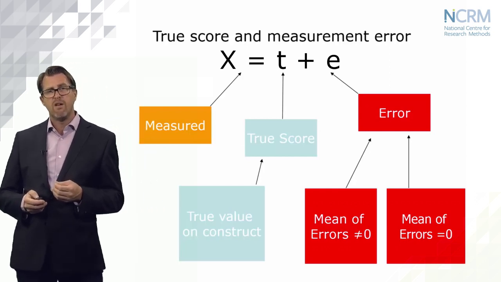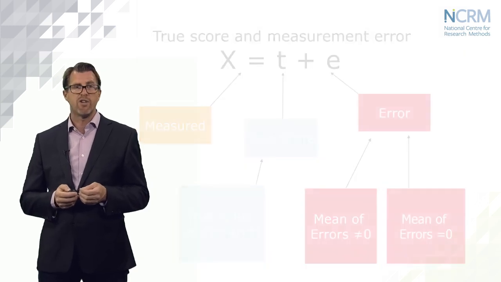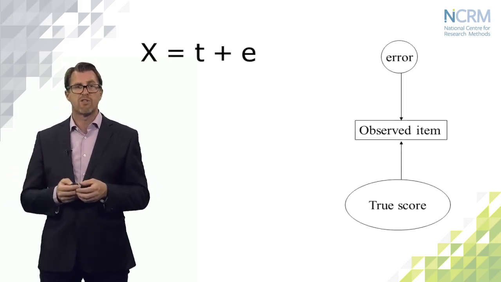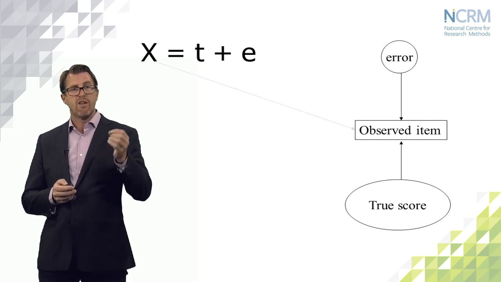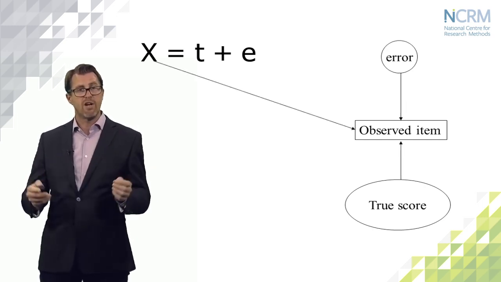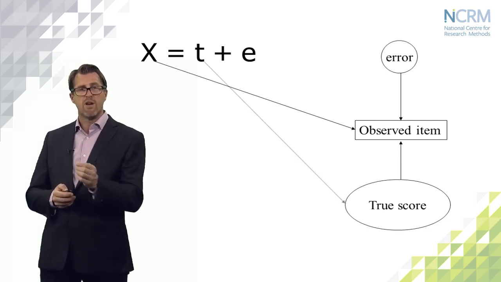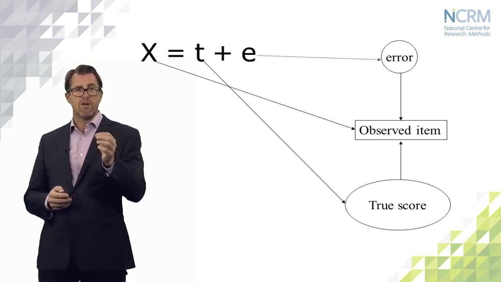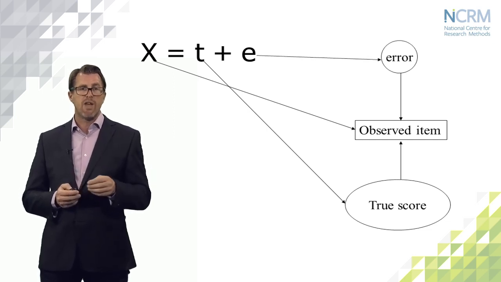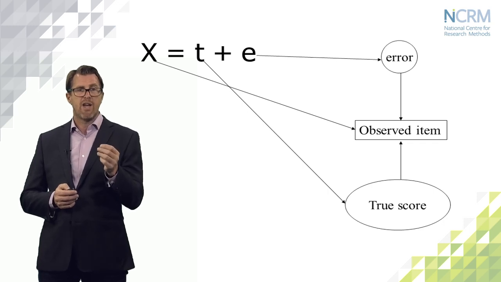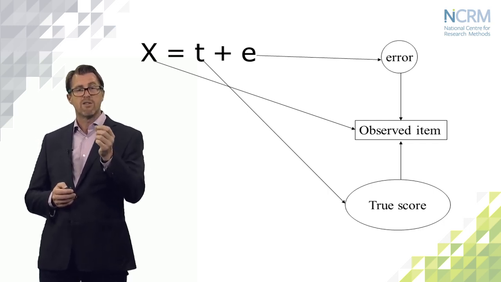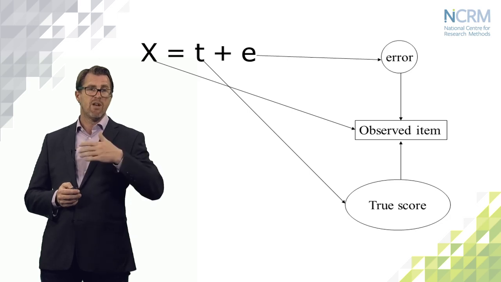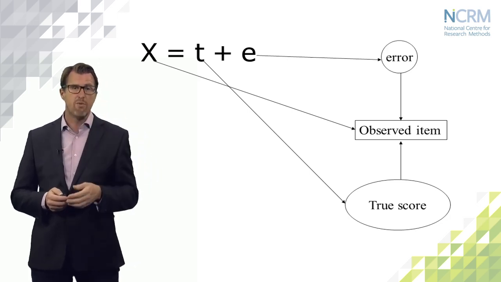So we can now translate this true score equation into a very simple path diagram, which is key to representing structural equation models. So here we can see that the x reads over to being the observed item in the rectangle, the t reads over to being the latent variable, the true score in the ellipse, and the e reads over to being the circle at the top of the diagram, the error. And the arrows indicate that the observed score is caused by both the true score, the latent variable, and by other factors, the error. So we can encapsulate those ideas in this simple path diagram.